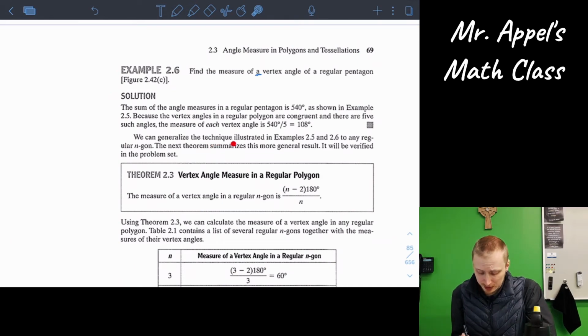We can generalize the technique illustrated in examples 2.5 and 2.6 to any regular n-gon. Any regular n-gon. The next theorem summarizes this more general result. It will be verified in the next problem set.